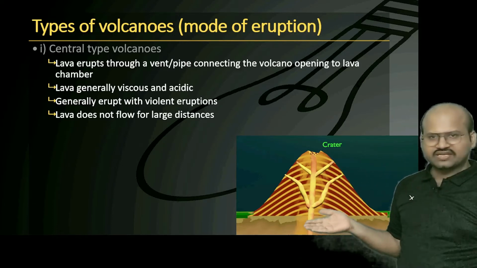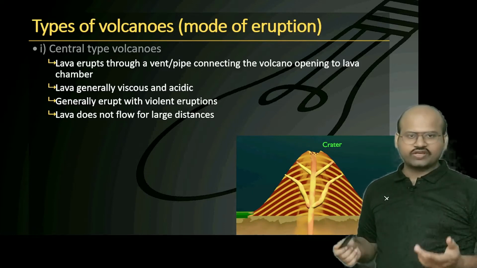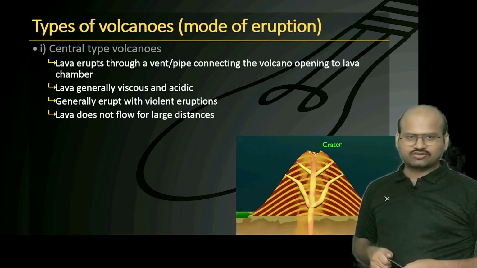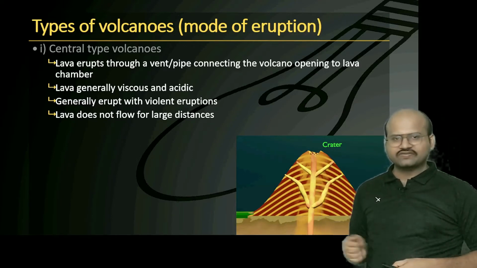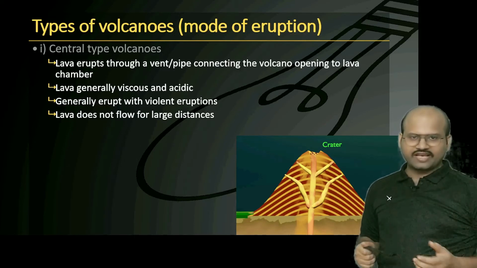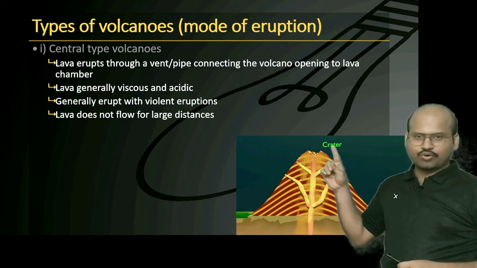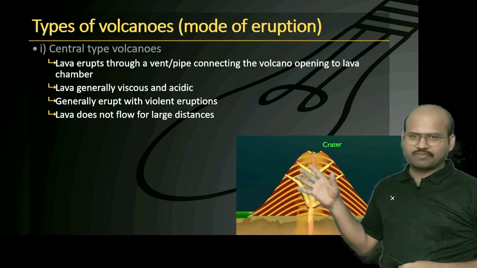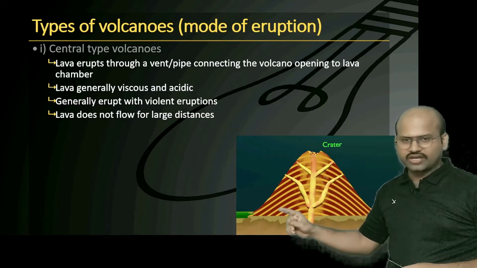The lava here is generally viscous and acidic, and the eruptions are with huge blasts or mild blasts. So there are explosive eruptions because we know that acidic magma is viscous and viscous magma has explosive eruptions. The magma which is poured out here does not travel far because it is viscous in nature. So therefore you can see that it is generally conical in shape.